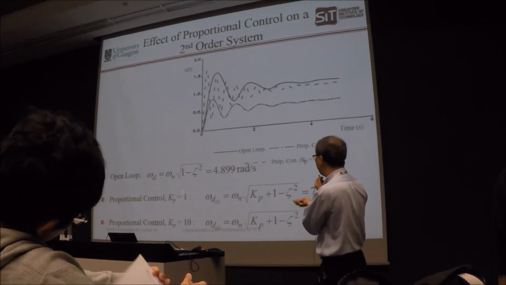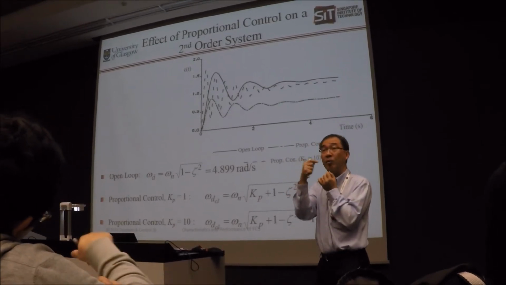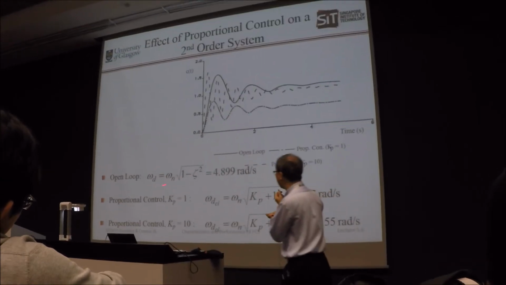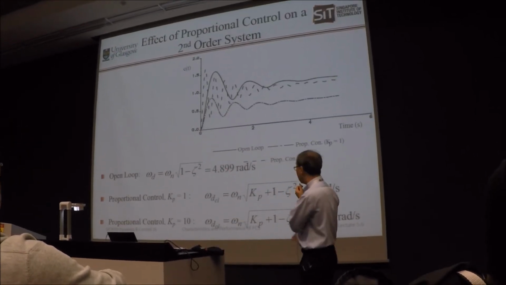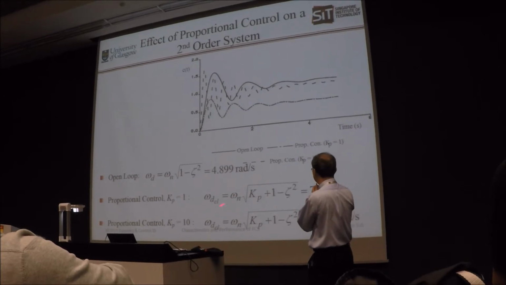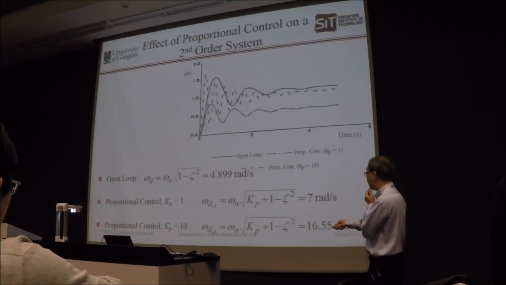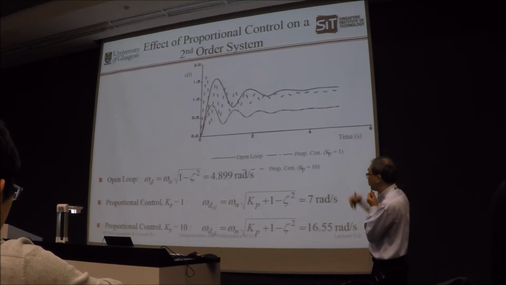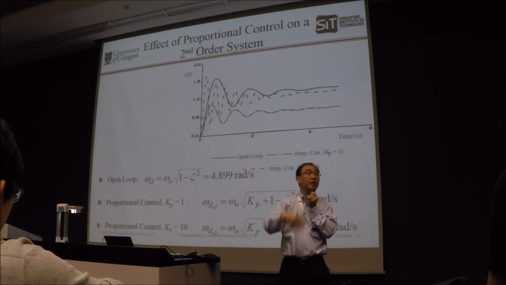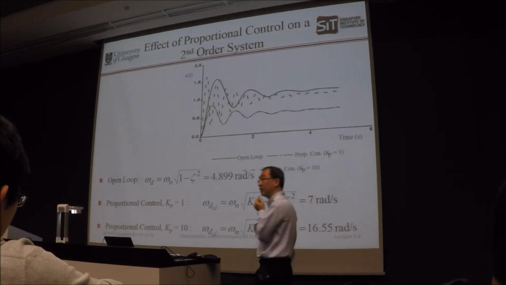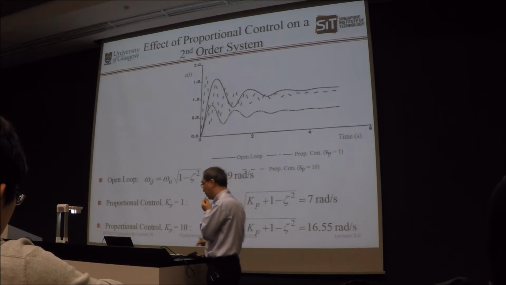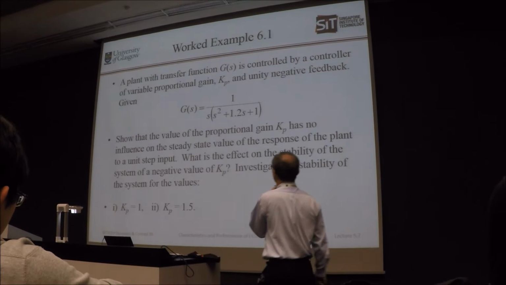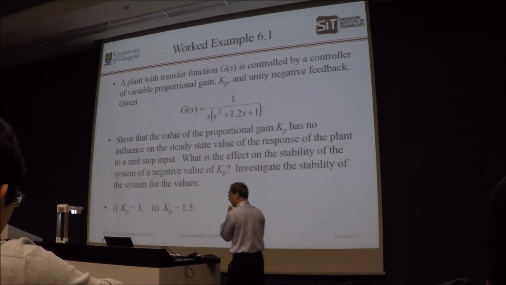If you were to carry out some of the calculations, you do know that because omega n is 5 radians per second, your zeta is equal to 0.2, so when you work it out, your omega d is 4.899. Kp is equal to 1, your omega d closed loop is 7 radians. Kp is equal to 10, your omega d closed loop is 16.55, and that correlates to why the response becomes more and more oscillatory, though you can try to reduce your steady state error. Okay? Alright, let's take a look at this worked example here.